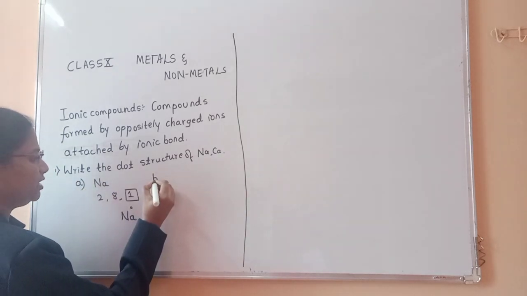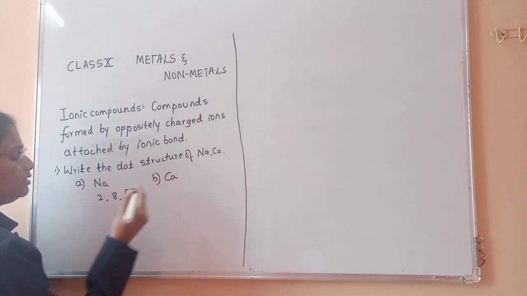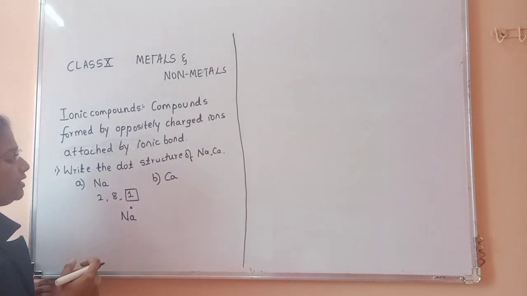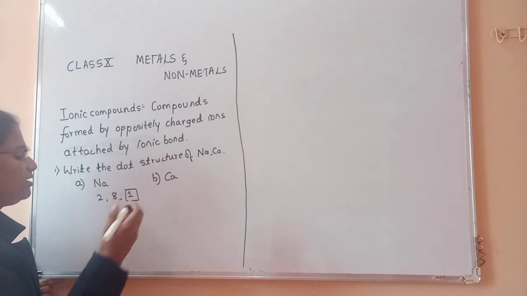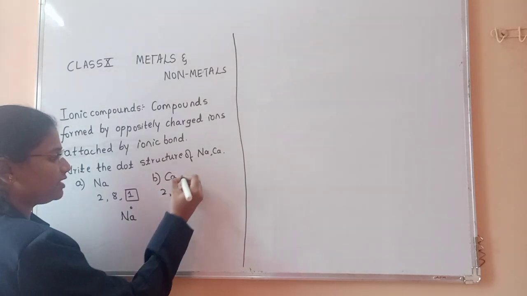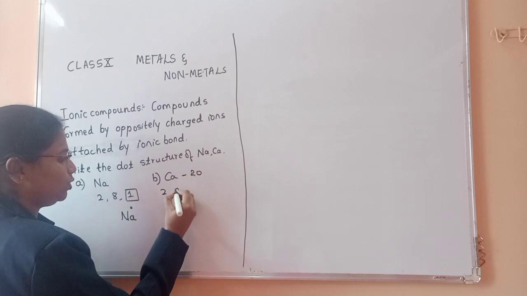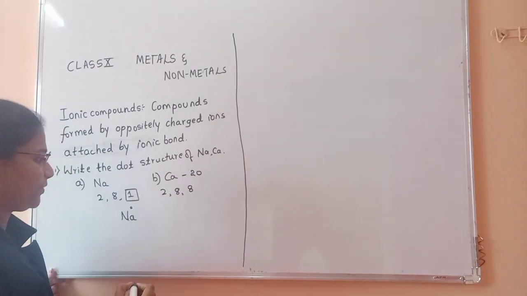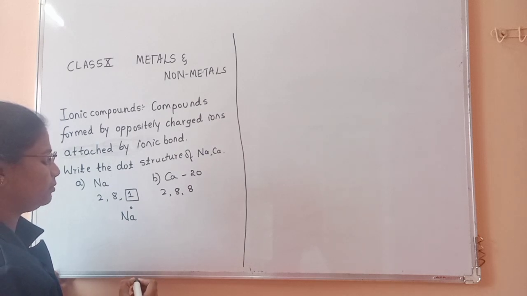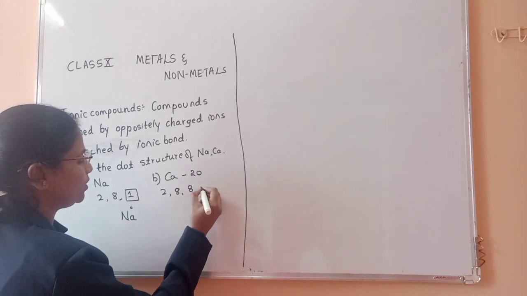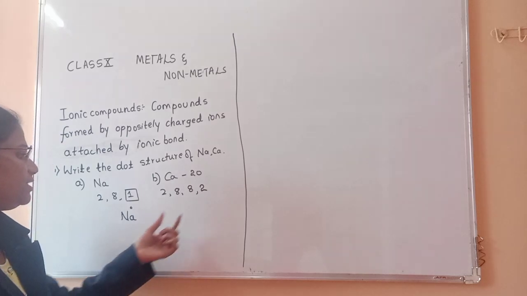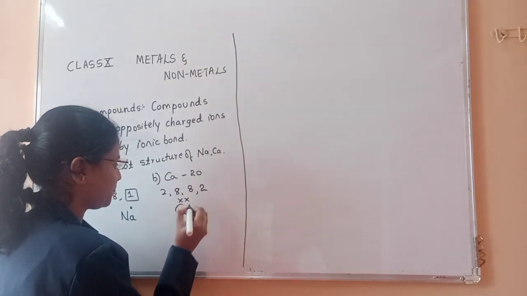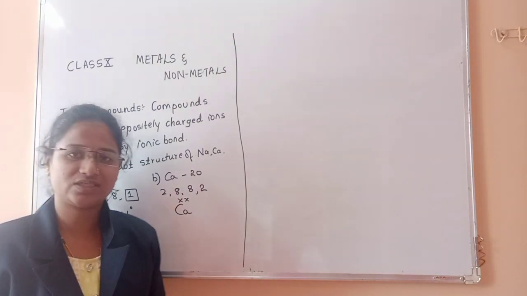Similarly, calcium. When we see the electronic configuration of calcium, the atomic number is 20, so it is 2, 8, 8, 2. So here the outermost shell has 2 electrons, so calcium I can write with 2 dots. Like this we have to write the dot structure.